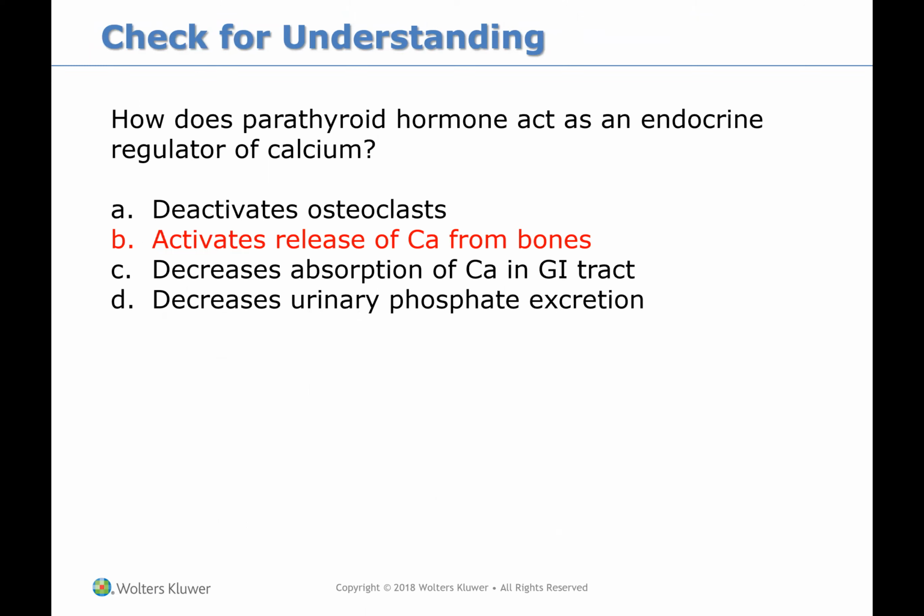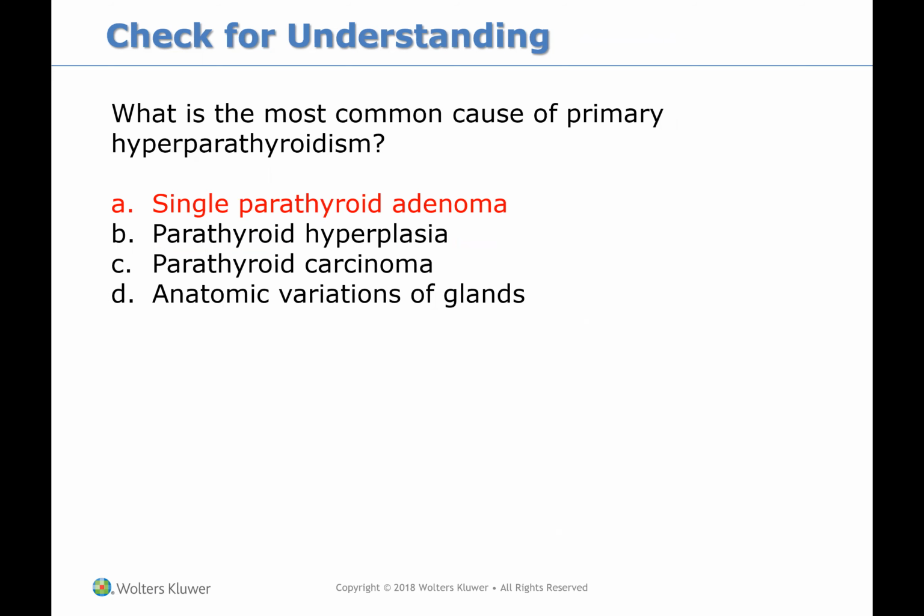So how does parathyroid hormone act as an endocrine regulator of calcium? It activates the release of calcium from the bones. What is the most common cause of primary hyperparathyroidism? And that is a single parathyroid adenoma.